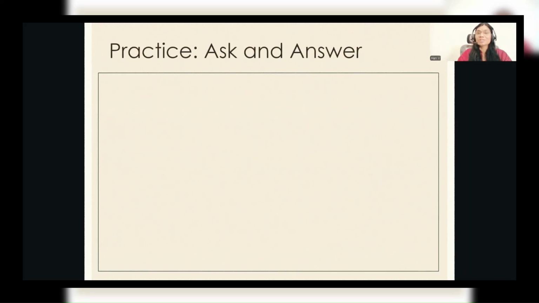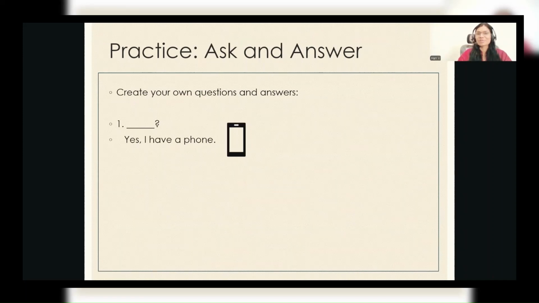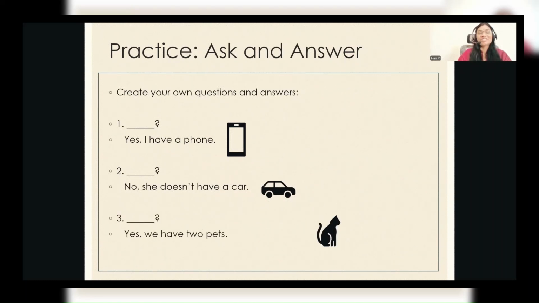Okay, so try to make questions for this. What's the first question? You have a couple of seconds. Do you have a phone? Yes, I have a phone. Does she have a car? No, she doesn't have a car. Do you have pets? Yes, we have two pets. Fantastic.